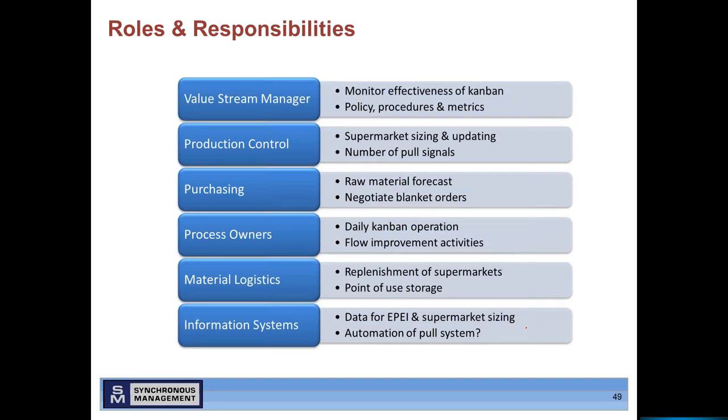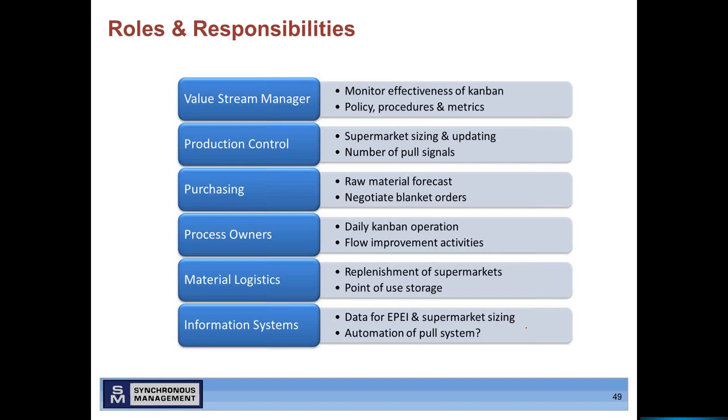Your value stream manager, or supervisor, really are responsible for monitoring: is it working right? Are people following it? Production control tends to be the ones who calculate supermarket sizes and how many Kanbans or full signals you need. Purchasing handles raw material forecasting, that sort of thing, negotiating blanket orders, and then it's the process owners who actually tell the supplier what to bring in. Okay, they're responsible for the day-to-day activity.